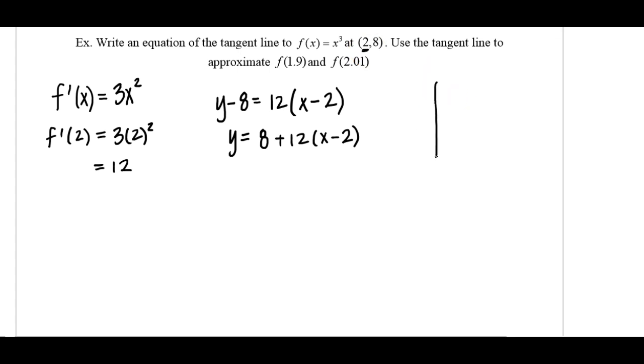Now let's get a little sketch going of what's happening. So x cubed, as we know, looks like this. And we substitute in 2 and get out the y value 8. So there's my point of tangency. And what we just did was we found an equation of the tangent line. So the tangent line looks something like this. So we found an equation of this line.